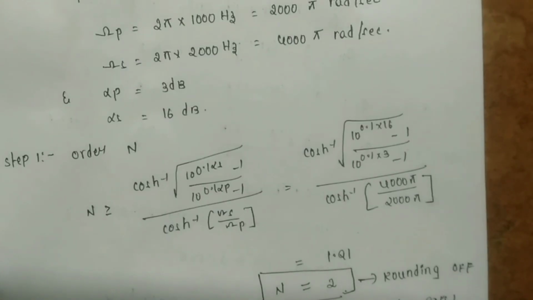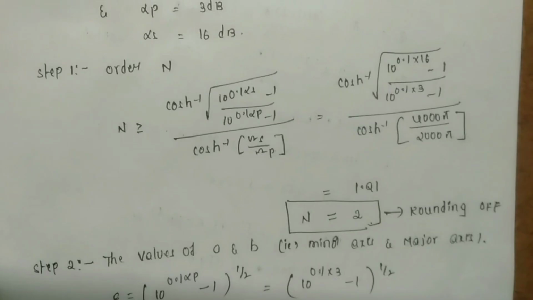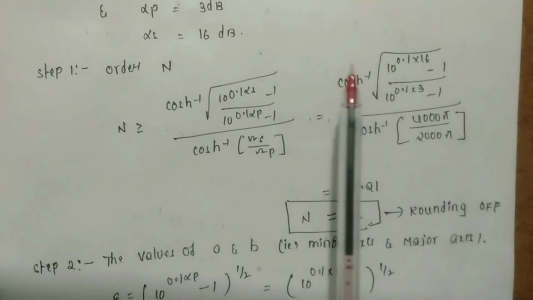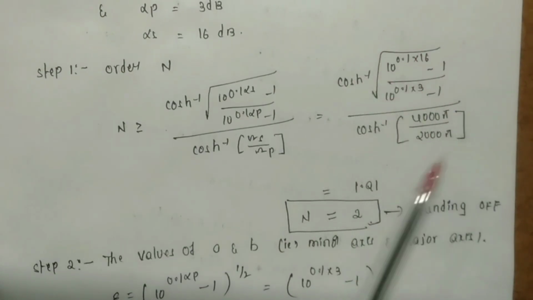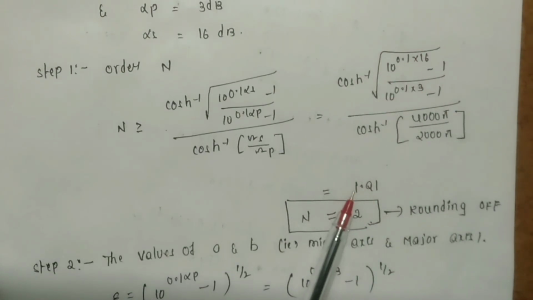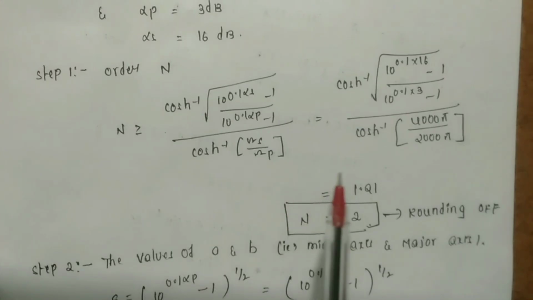Without a calculator, my sincere advice is don't go to the examination. Okay, after you do the simplification using the calculator, you will find the value of this entire term is equal to 1.91. So it is approximately equal to 2. It is rounded off to the next integer value, so n is equal to 2. So n is the order of the filter. The first task of our problem, finding the order, has been achieved.